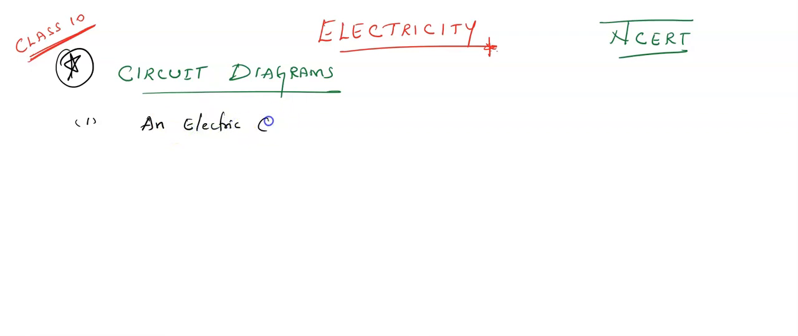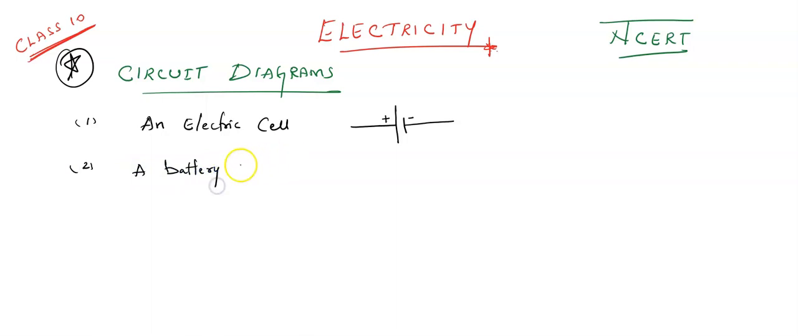An electric cell. If they ask you to draw the circuit diagram for a cell, then you are supposed to draw in this way. So this is positive and this is negative. Always remember, this is the bigger and this is the smaller line, right? The bigger line denotes the positive terminal and the smaller line represents the negative terminal. That is known as a cell. Similarly, a battery.